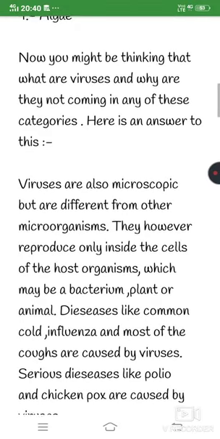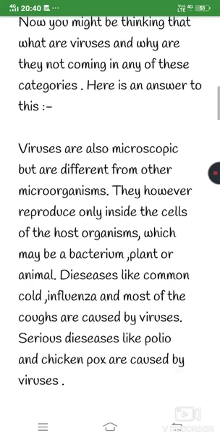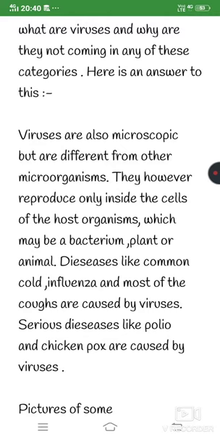Now you might be thinking, what are viruses and why are they not coming in any of these categories? Here's an answer to this. Viruses are also microscopic, but they are different from other microorganisms. They, however, reproduce only inside the cells of the host organisms, which may be a bacterium, plant, or animal.